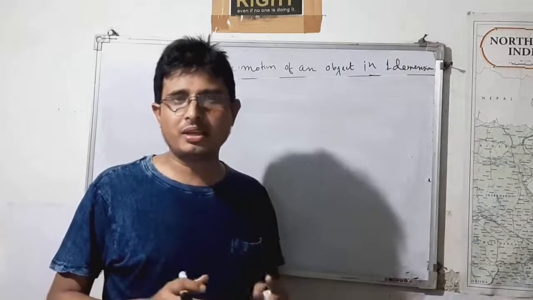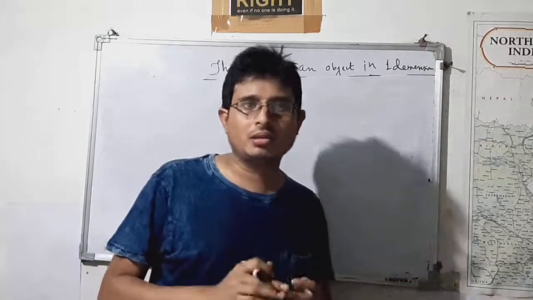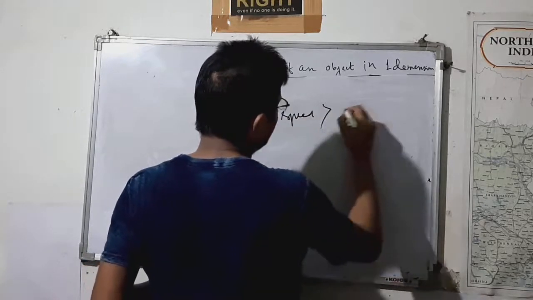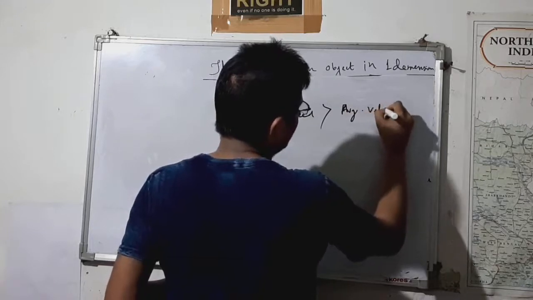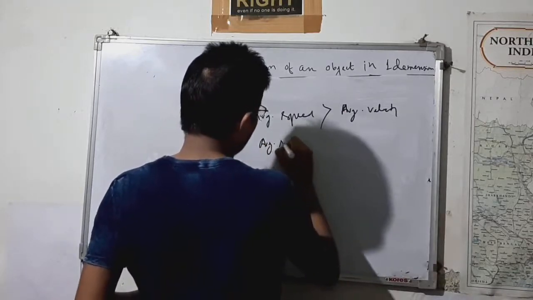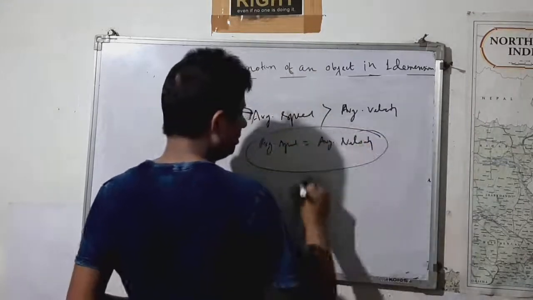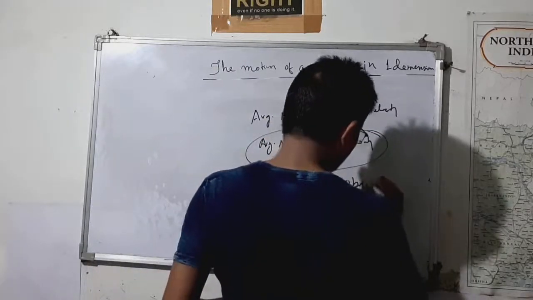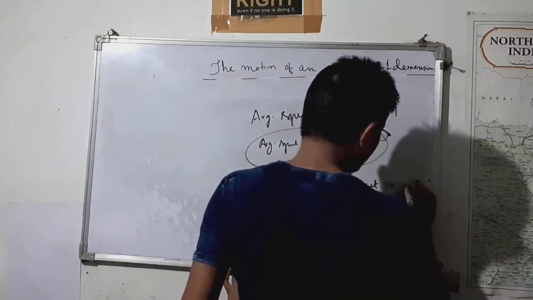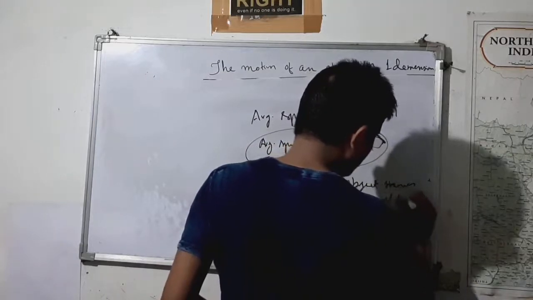Although average speed and average velocity have different values, in general it is found that the average speed is greater than average velocity in most of the cases. And when it is equal, average speed equals average velocity, under what condition? When an object moves in a straight line without changing the direction.